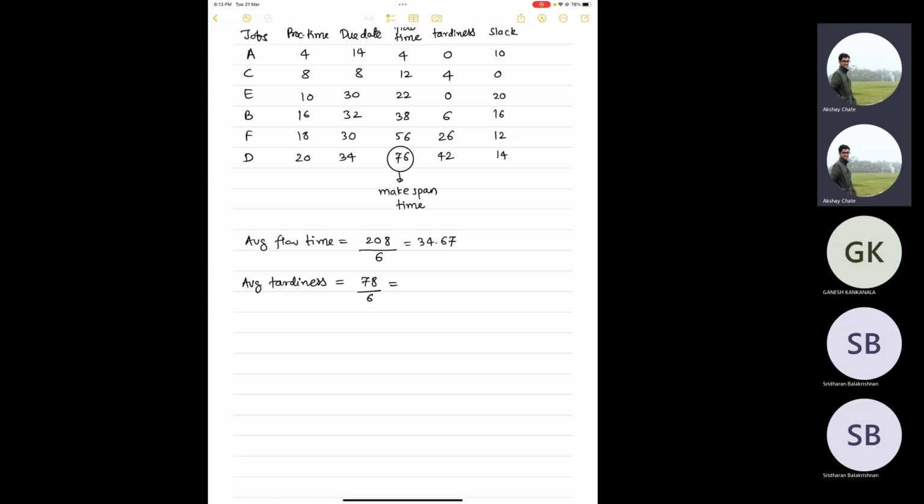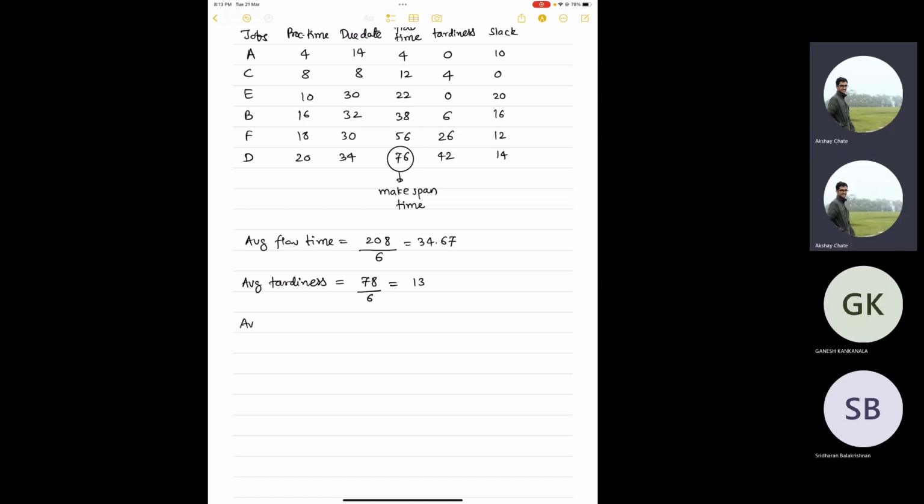I think it is correct. Yeah, so 78 divided by 6 is 13. So average tardiness is 13 units of time. Then the last was average number of jobs in the system.